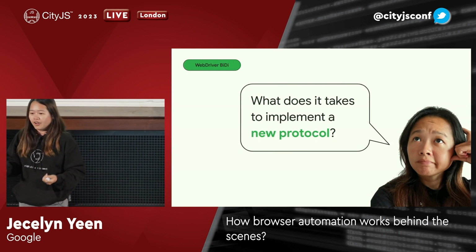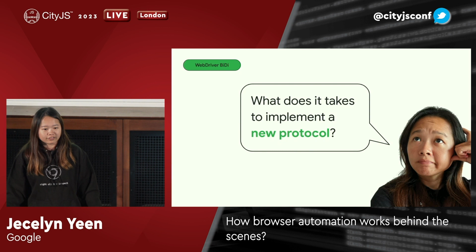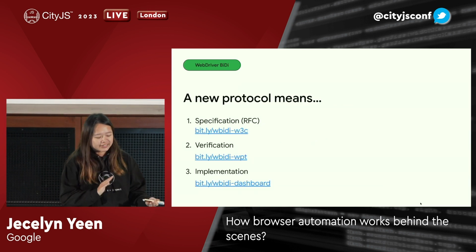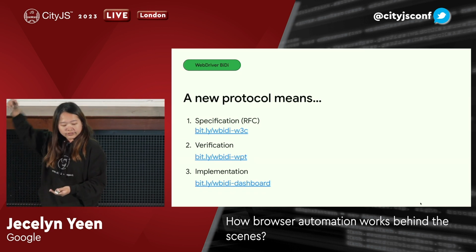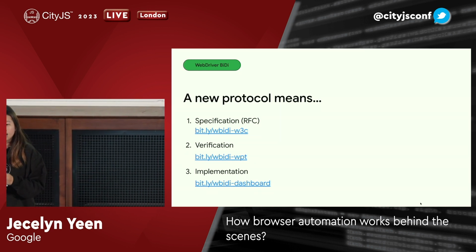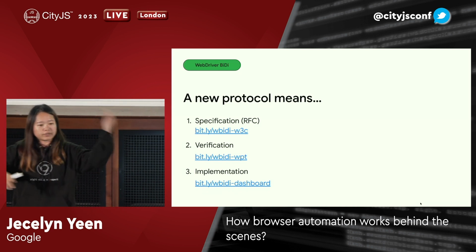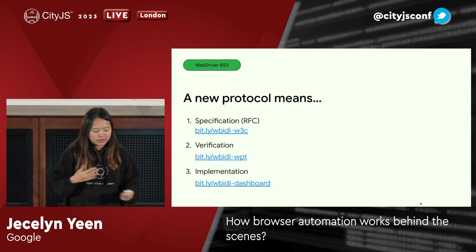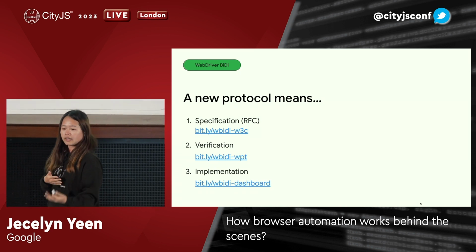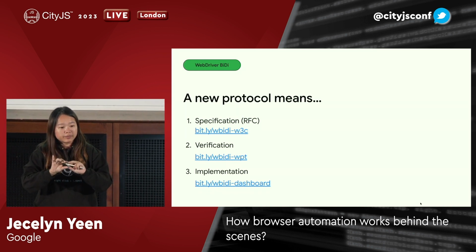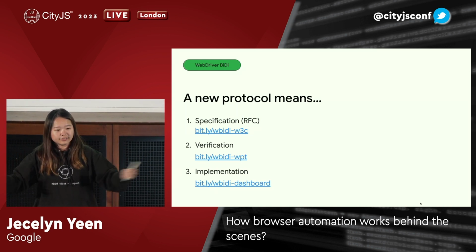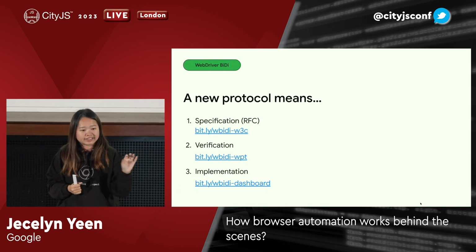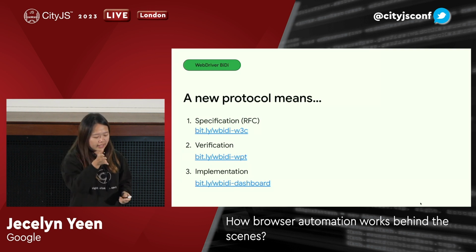Now you might be wondering, what does it take to implement a new protocol? It is a huge effort, it takes a lot of work. The first step is that there is a spec, which you can find at this link. There's a spec and a request for feedback session, so everyone can put in and mention their concerns and talk about the implementation details. The second part is verification. There will be a set of tests written in Python that can run across all the browsers, because we need to make sure that the behavior is standard in all the browsers.